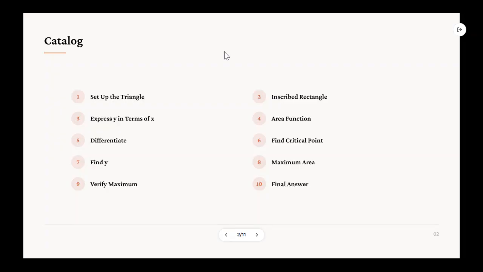So here you can see our catalog where everything is going to be. But once again, before we move into our next slide, it's important to recognize where we're putting our rectangle, because the wrong visualization can completely mess you up when it comes to these sorts of problems. So let me read the full question for you now.